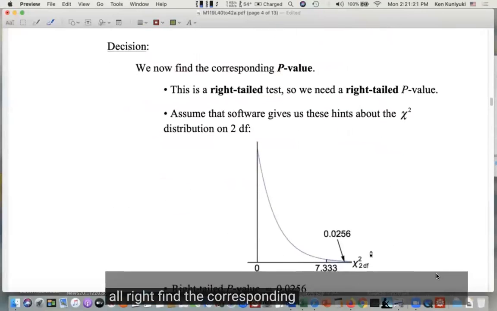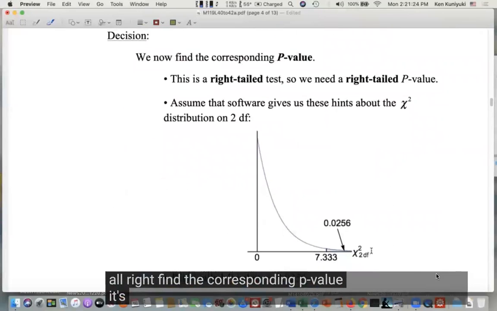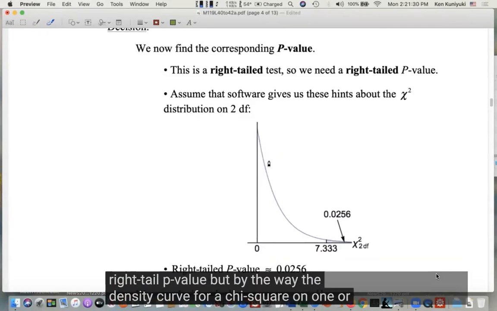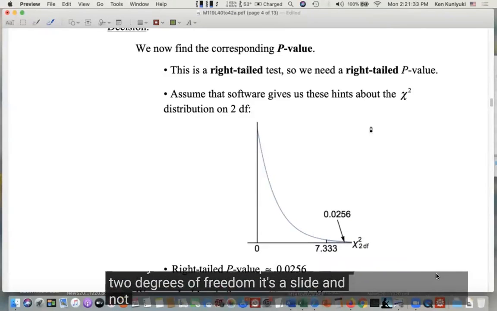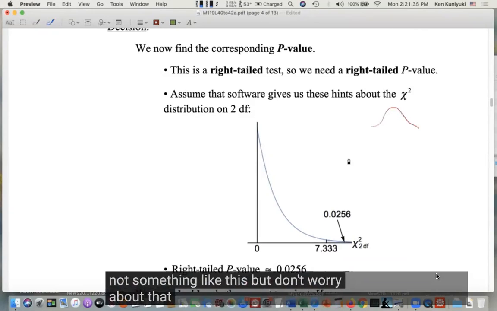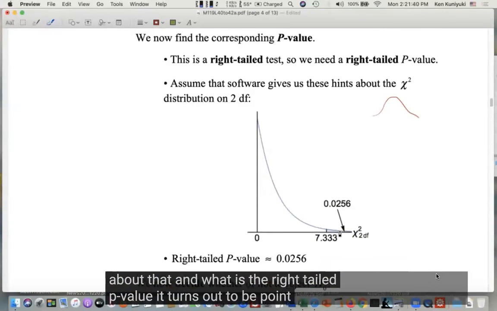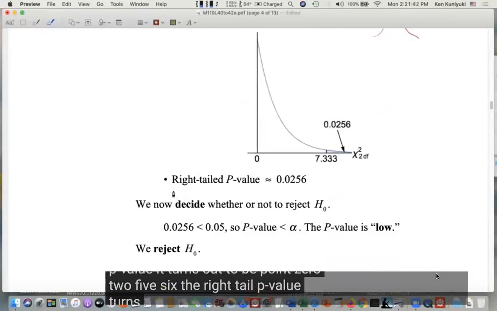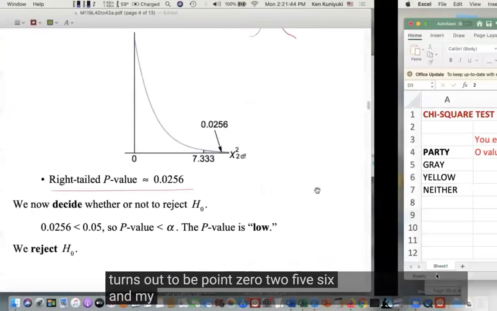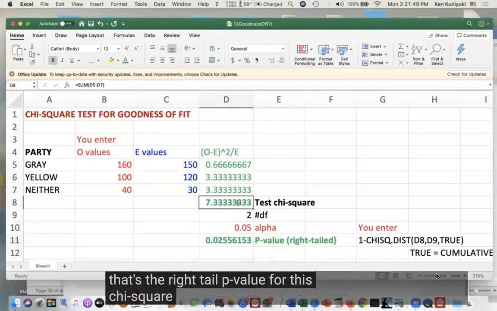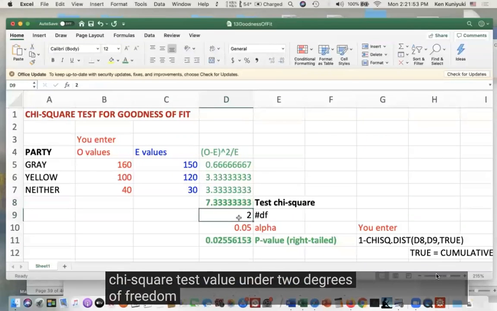All right, find the corresponding p-value. It's a right-tailed test, so we need a right-tailed p-value. But by the way, the density curve for a chi-square on 1 or 2 degrees of freedom is a slide, not something like this, but don't worry about that. And what is the right-tailed p-value? It turns out to be 0.0256, and my Excel spreadsheet confirms that. That's the right-tailed p-value for this chi-square test value under 2 degrees of freedom.